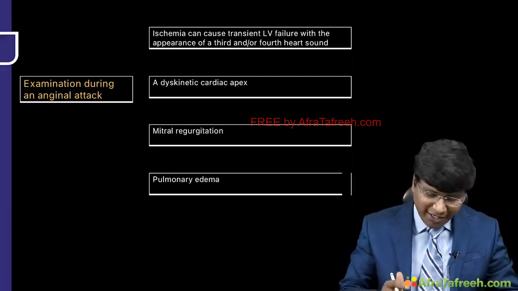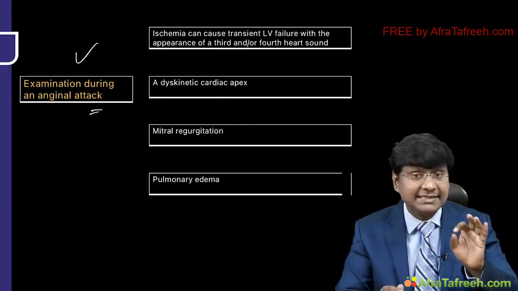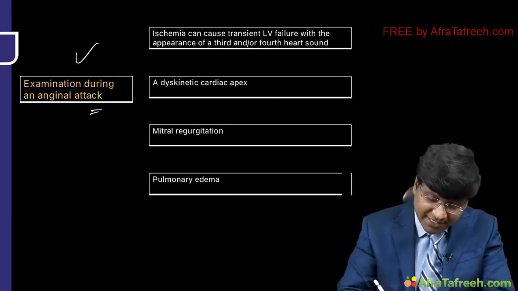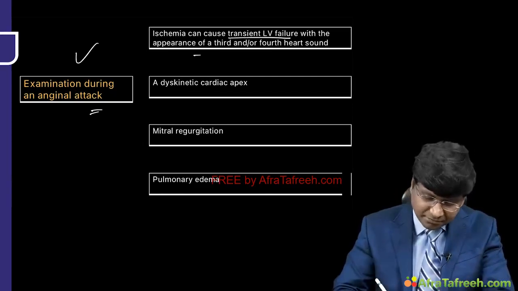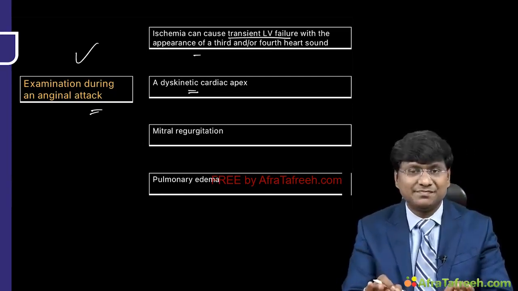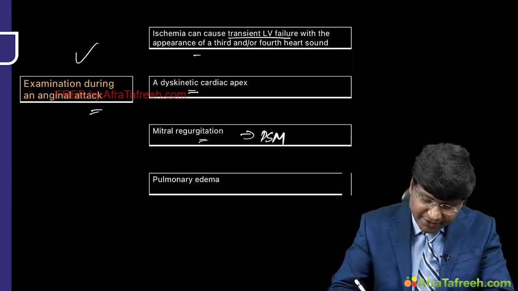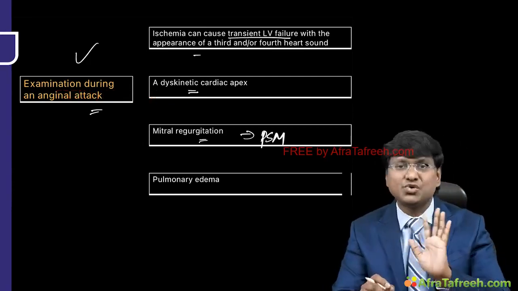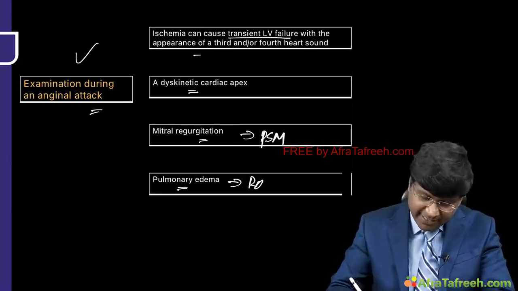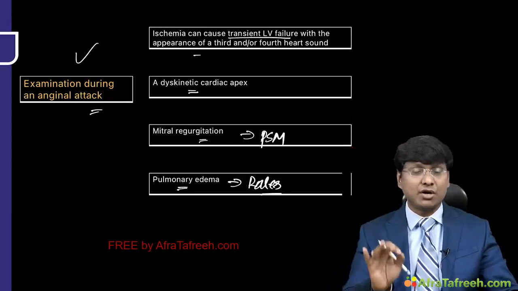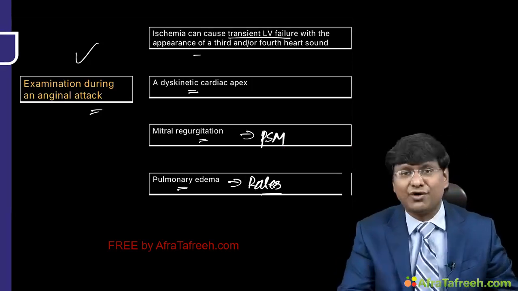Okay. And what are the other things that you need to examine during the anginal attack? That includes: ischemia can cause transient LV failure with appearance of third and fourth heart sound, which we have just discussed. Second, a dyskinetic cardiac apex. Is it seen or not? You need to palpate and check. Is there any development of MR, which you can make out by the pansystolic murmur on auscultation? And is there any development of pulmonary edema? You will be able to make out by the examination of bilateral crepitations or rales over the lung. So this is the examination during the anginal attack.